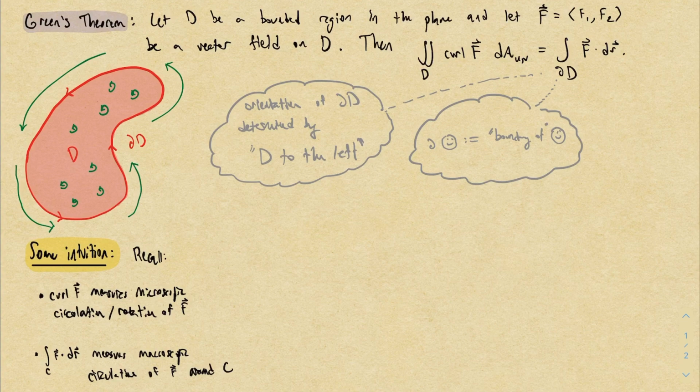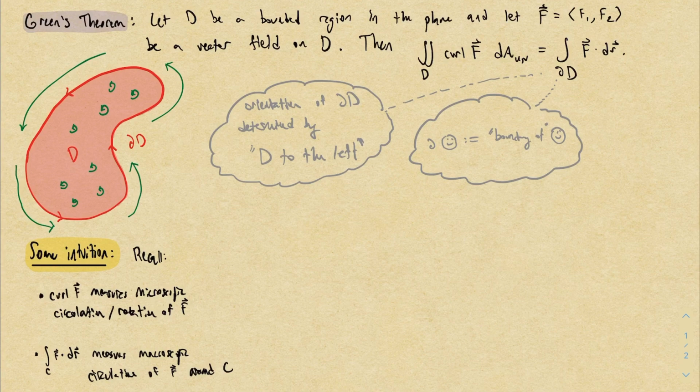With this language, what does Green's theorem say? On the left-hand side, we have the integral of the curl. In other words, we're adding up all of the microscopic circulation in the region. On the right-hand side, we have a line integral of f along the boundary. So that integral represents the macroscopic circulation around the boundary curve. So what Green's theorem is saying is that the sum of the microscopic circulation in the region is the same as the macroscopic circulation around the boundary.